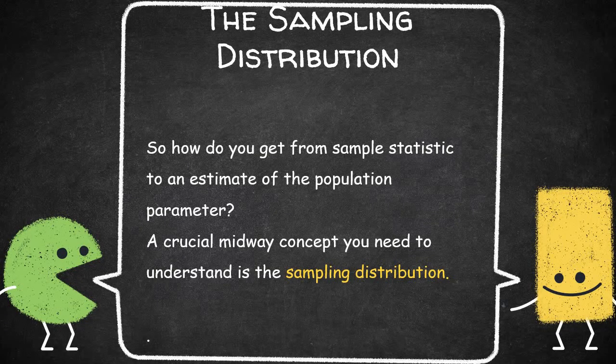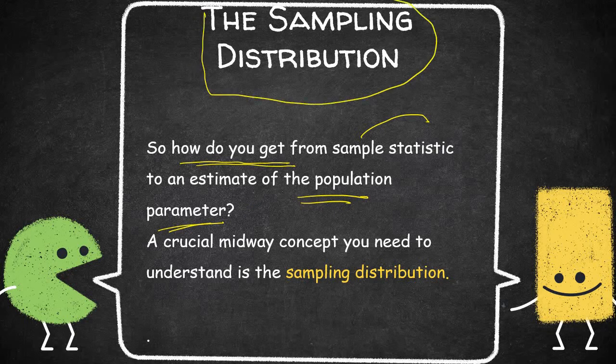So it's a very natural question that arises: how do we get from the sample statistic to an estimate of the population parameter? Moving from sample statistic to population parameter is a journey, and the pathway is actually the sampling distribution. A crucial midway concept between sample statistic and parameter is the sampling distribution.